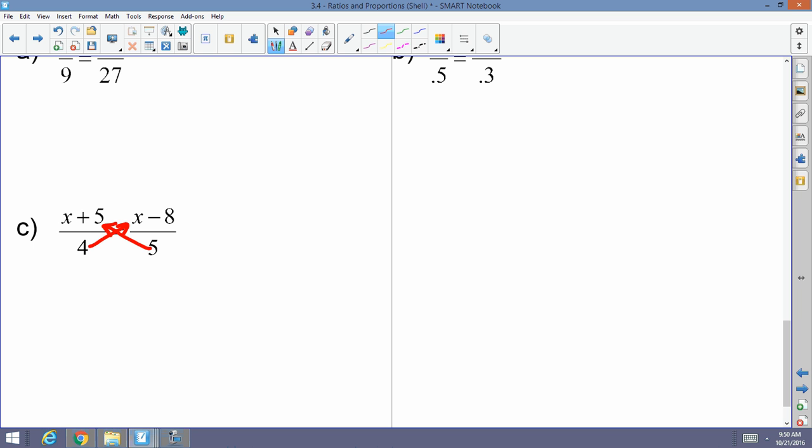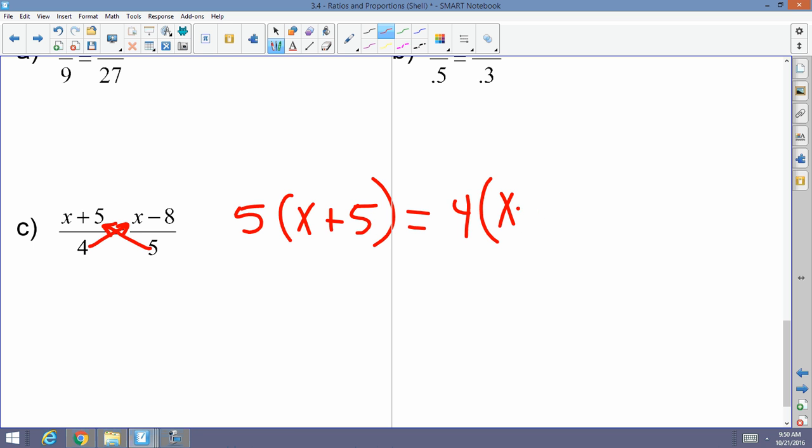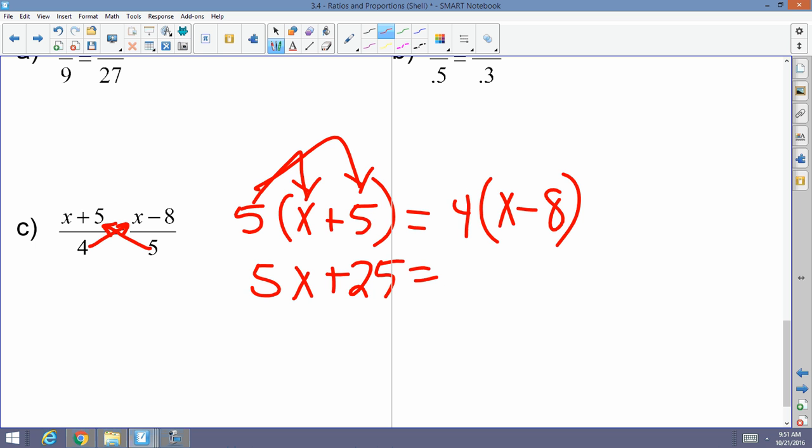Now, I need you to really pay attention to this because I'm multiplying my 5 times x plus 5. But please remember that that is inside of a parenthesis. And that equals 4 times x minus 8. So what property do we have to use here before we start solving, Yordi? That's it. So let's go. We got 5x plus 25 equals 4x minus 32. Okay, what do we do now?